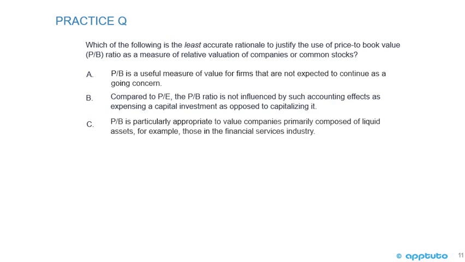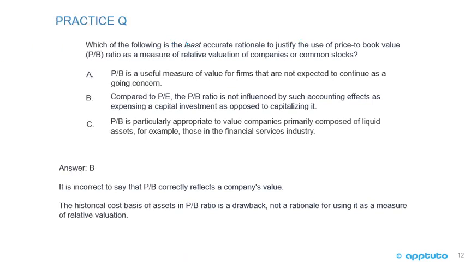Again, the trick here, they're looking for the least accurate, so when I see that, I'm going to underline it, I'm going to star it, and I'm going to say I'm looking for the false, okay? Because when we're looking at price to book, if you read A, price to book is a useful measure for firms that are not expected to continue as a going concern. Yeah, we've talked about that many times. That's true. We're not going to use free cash flow to the equity or dividend discount because it's going to be liquidated. Price to book is particularly appropriate to value companies primarily composed of liquid assets.